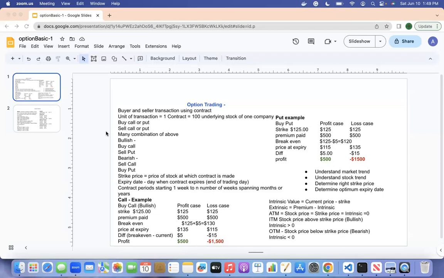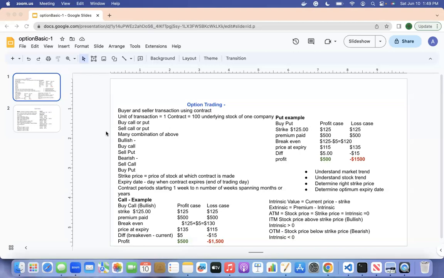of Apple, but you will have a right to purchase 100 stocks of Apple at the price of 125 each stock. So if Apple price goes up to 127, 130, 140, you will still be able to buy those 100 stocks of Apple at 125. So you'll pay 12,500 at that time, right?